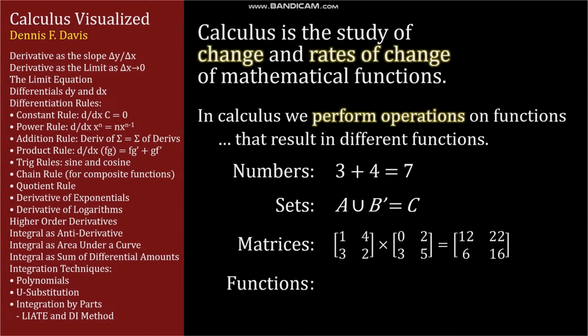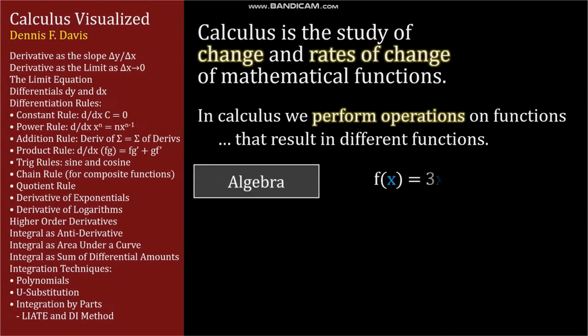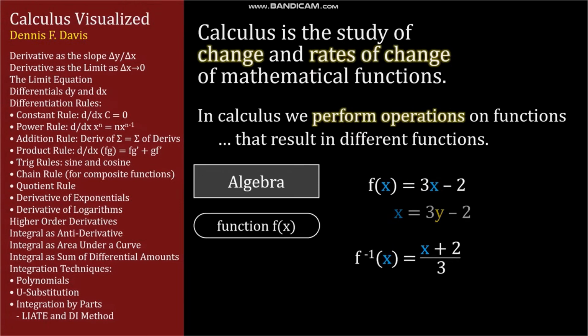to get new functions. In fact, you've probably already done this in algebra when you had a function and found its inverse. We start with a function, f of x, and write out f in terms of x and y, so that y equals some function of x. Then we rewrite the equation switching x and y. Then solve the second equation for y, and that's the inverse of the first function.